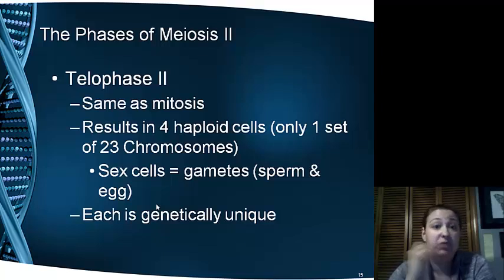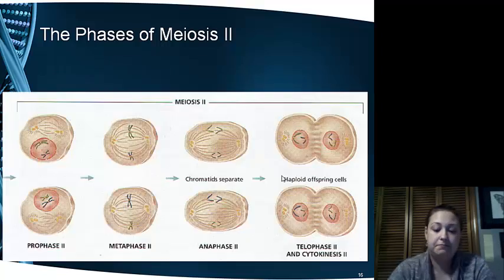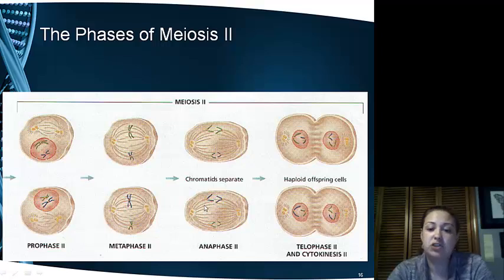Remember, haploid means that there's only one set of 23 chromosomes. These are going to be our sex cells, or gametes, which are our sperm and egg, and they are genetically unique. So, meiosis II, we're talking about 2 cells, 2 cells, 2 cells, and then we end up with 4 cells. And these look, prophase II, metaphase II, anaphase II, look almost identical to mitosis, except at the end we get 4 cells instead of just 2.